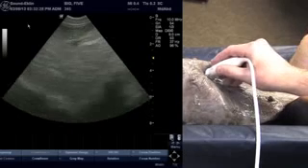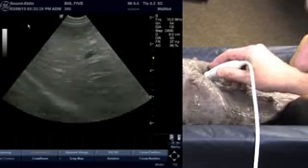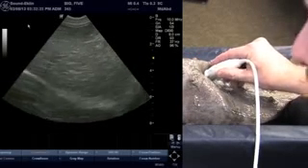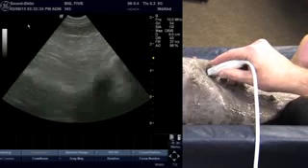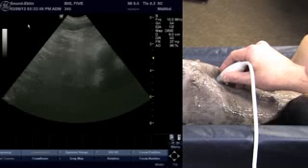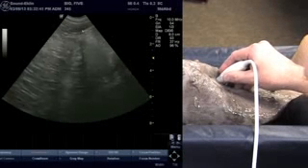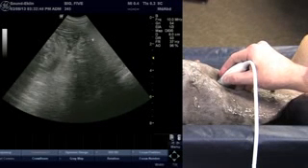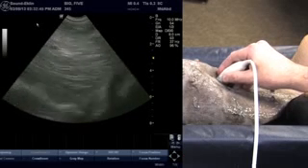Now my probe is along the left thoracic wall, and I'm slightly tilting the probe so that I'm angling underneath the ribs to evaluate the left lateral liver lobes. Again, I'll continue to do that until I either run out of liver, which is what we're doing here, or I encounter stomach and spleen.